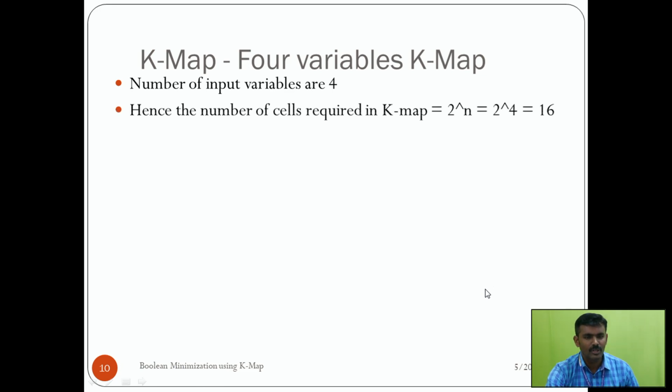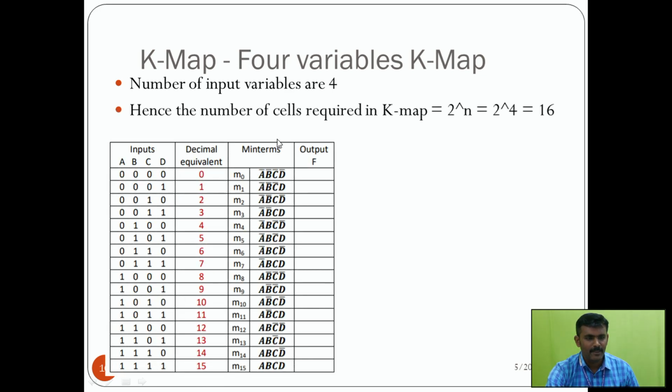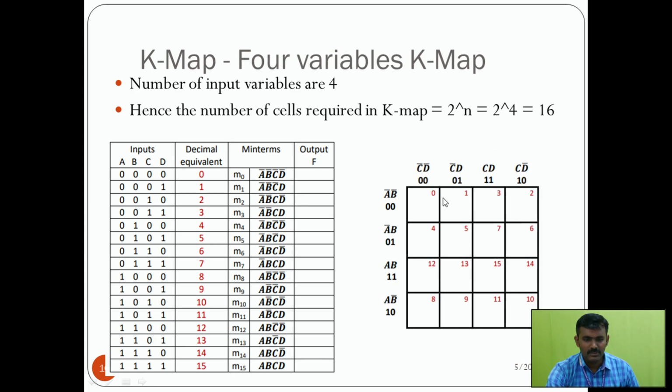So let's move to the 4 variable map. See, the number of input variables here are 4. Therefore the total number of cells required is 16, which means 2 raised to the power n is equal to 2 raised to the power 4, which is equivalent to 16. So there will be a K map which will have 16 cells. Each cell will provide one minterm. Okay, see, this is minterm 0, minterm 1, minterm 3 and minterm 2.